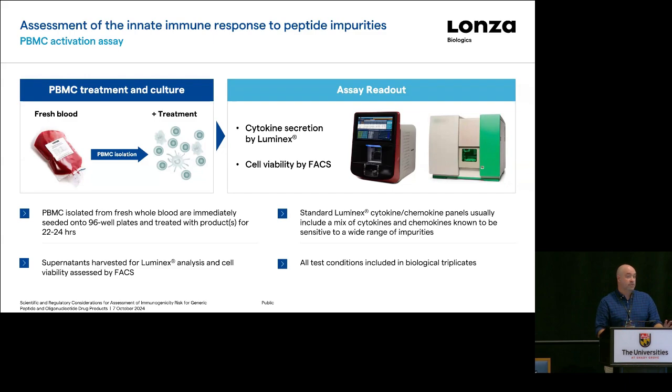We run this assay, everything's run in triplicate, so we do everything in biological triplicate and then take those biological triplicates all the way through the assay. So we don't do any technical replicates, we focus on that biological variation. So the triplicates in the 96-well plates are taken through to the Luminex analysis.